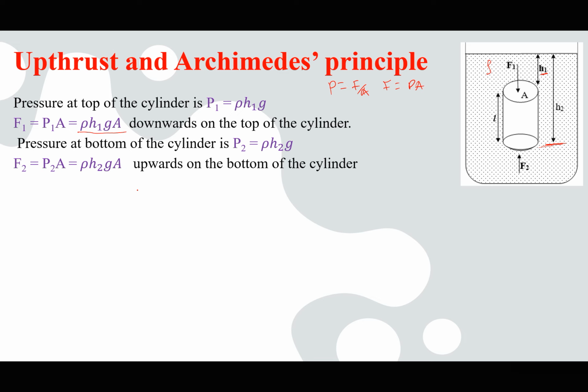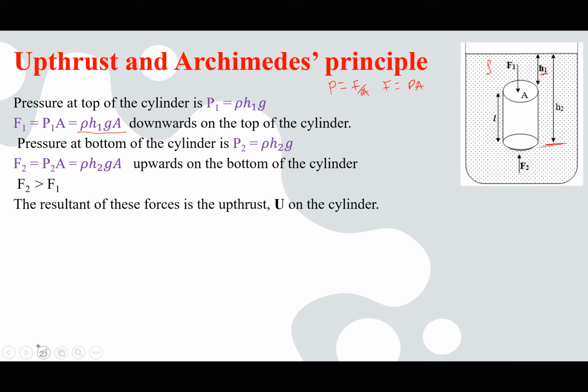So we notice that because H2 is bigger than H1, then F2 is greater than F1. Therefore, F2 is greater than F1. So the resultant force is the upthrust. The resultant of these two forces is going to be the upthrust. We shall always use letter capital U for the upthrust. It's going to be the upthrust on the cylinder. So the upthrust is going to be the difference between these two forces, F2 minus F1.